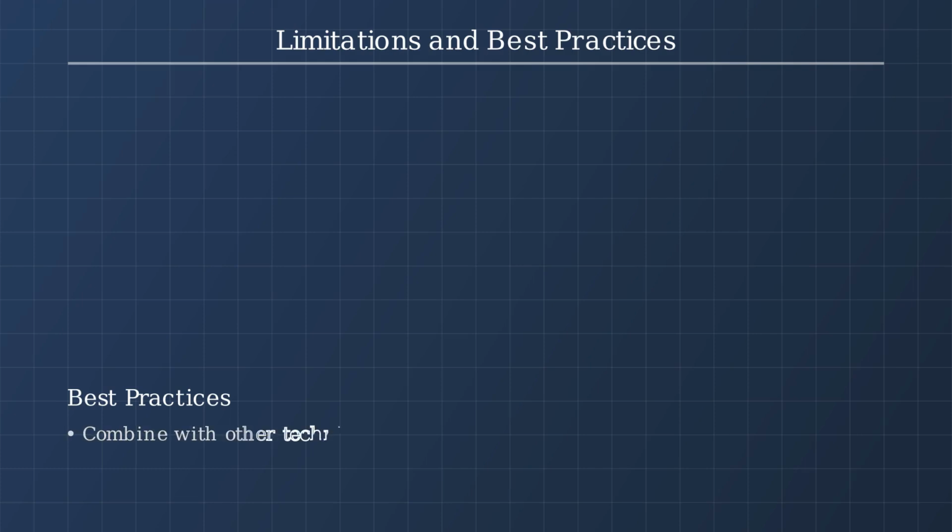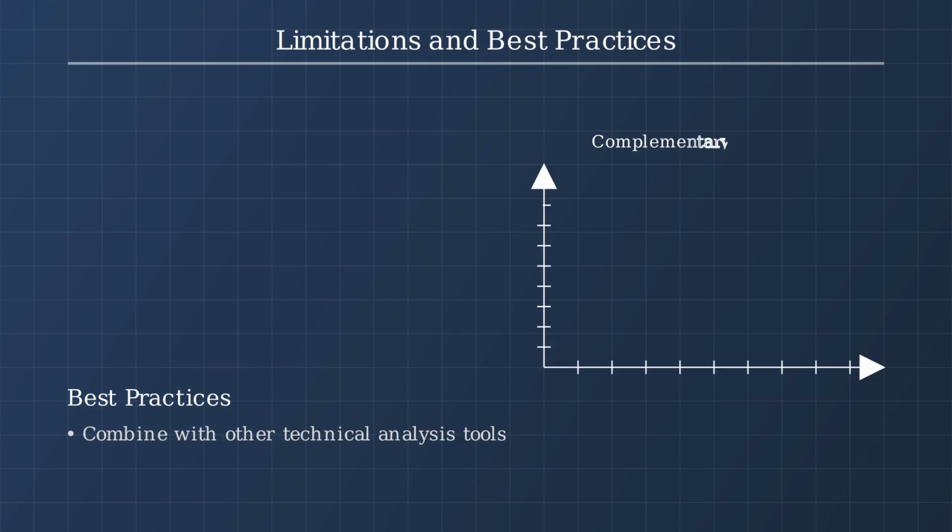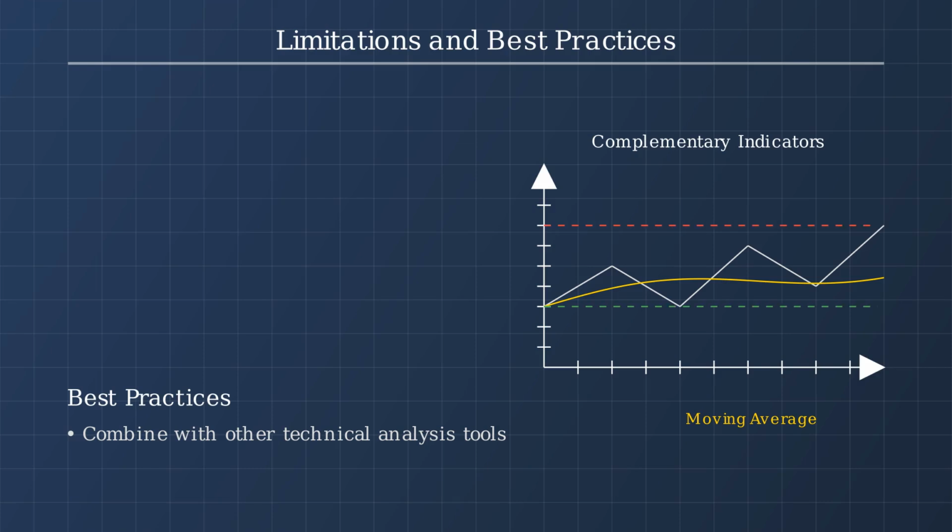For best results, combine the Connors RSI with other technical analysis tools such as support and resistance levels, trend lines, or moving averages. It's crucial to use appropriate stop-loss orders when trading based on Connors RSI signals to protect against false signals and unexpected market movements.